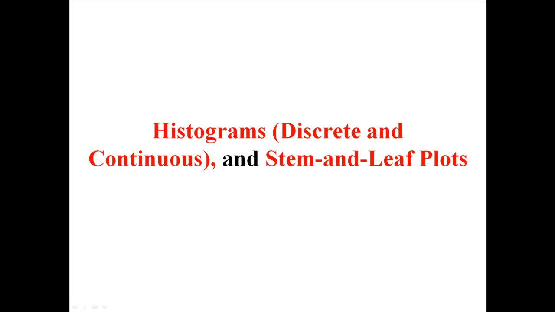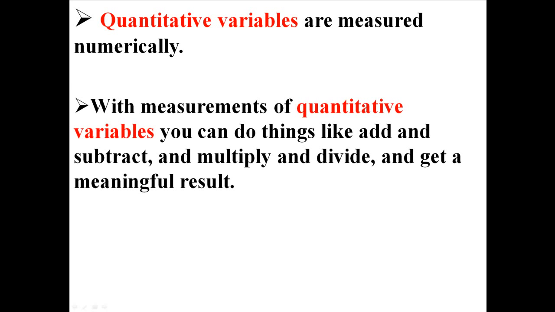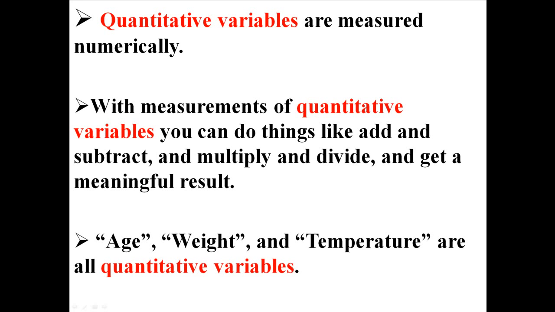So far, I've been talking about ways of displaying different types of qualitative data. Now, we're going to be talking about displaying quantitative data with histograms that are both discrete and continuous, and with stem and leaf plots. So remember that quantitative variables are measured numerically, and with measures of quantitative variables, you can do things like add and subtract and multiply and divide and get a meaningful result.